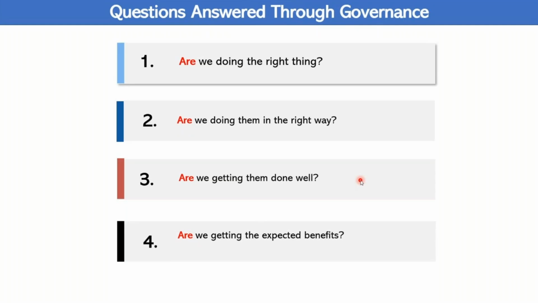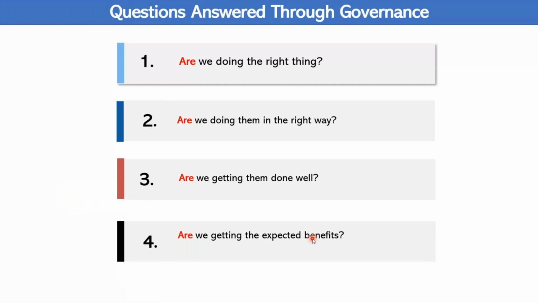So let me take a few minutes here and share my knowledge. The key areas where IT governance provides answers are: first, strategic alignment; second, risk management; third, performance management; and finally, resource management. We saw what resource management is. So the questions answered by governance again: are we doing the right things? Are we doing them in the right way? Are we getting them done well? And are we getting the expected benefits? Fine.